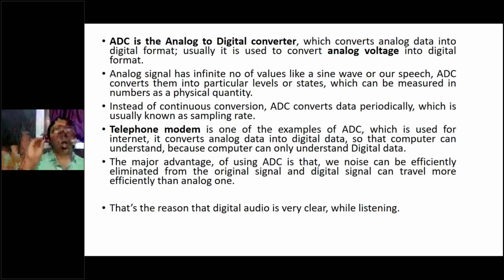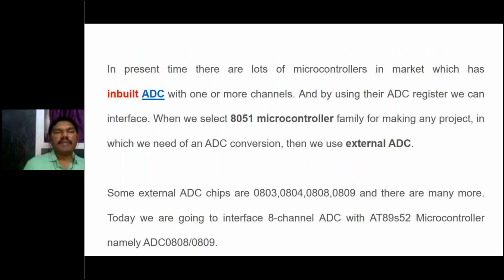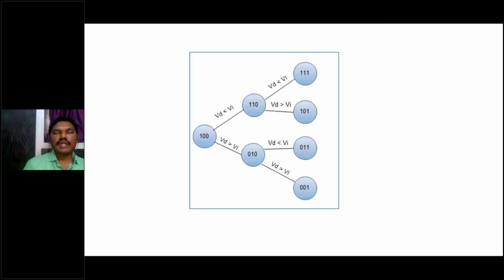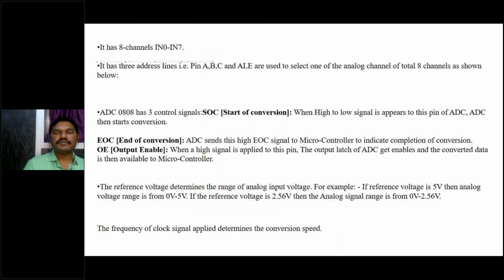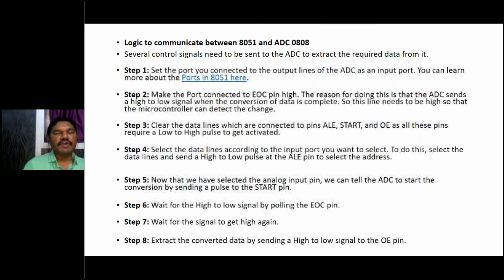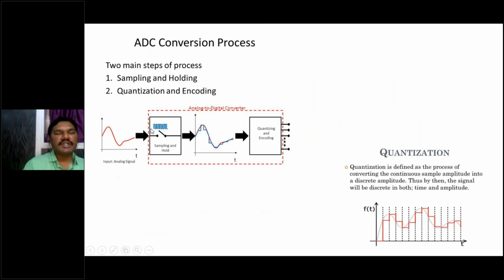What is the sampling theorem? Fs is greater than or equal to 2 Fm. What does that mean? The continuous signal will be converted into different samples. These are all samples, and these samples will be quantized.